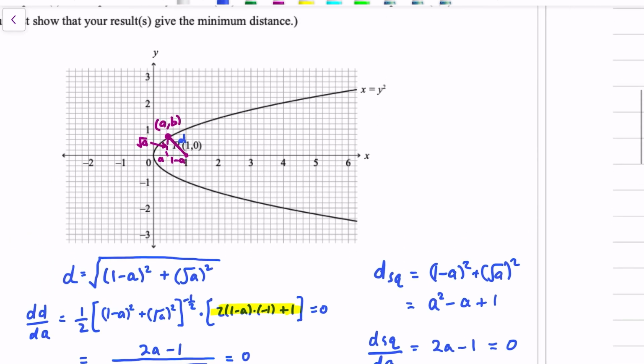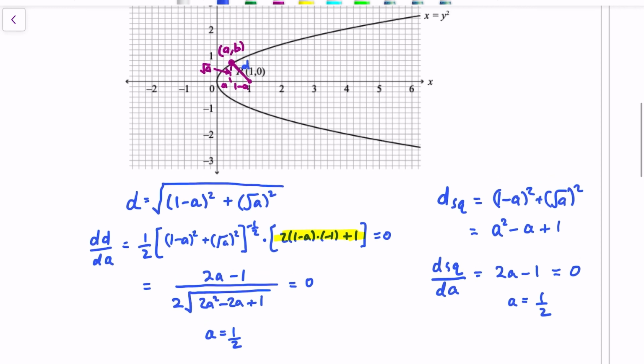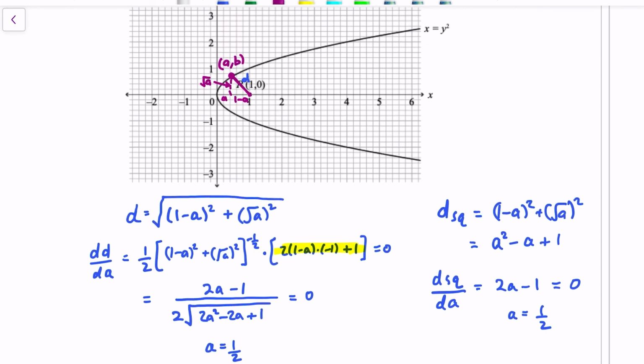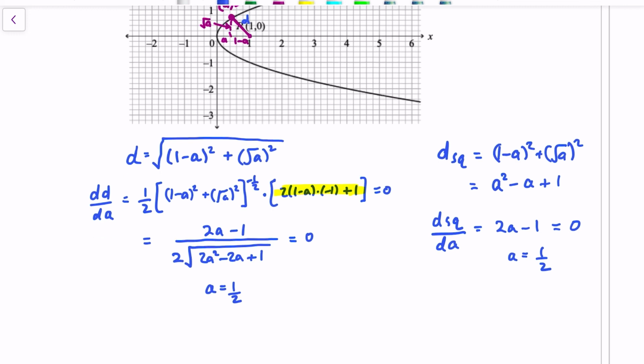The question says find the points on the parabola that are the shortest distance. You must show that your results give the minimum distance. Well, clearly there's no maximum distance, because if the point (a, b) was out here, it's way bigger, and it goes off to infinity. So because we've got a stationary point and there's no maximum distance, it has to be the minimum distance. We could use a derivative test to prove that as well, but we just say this is a minimum because there is no maximum, so say infinite distance is possible.